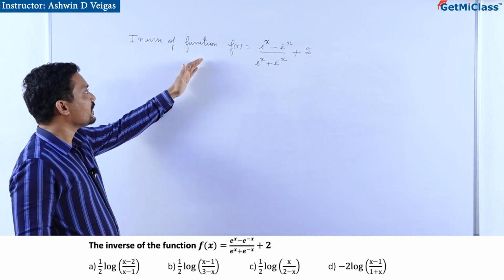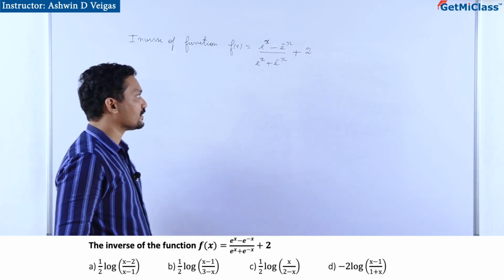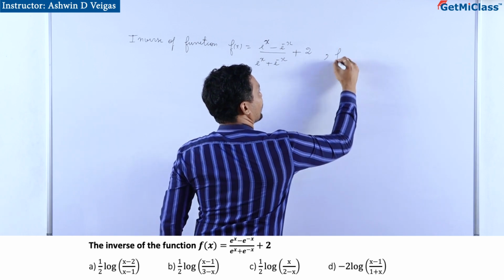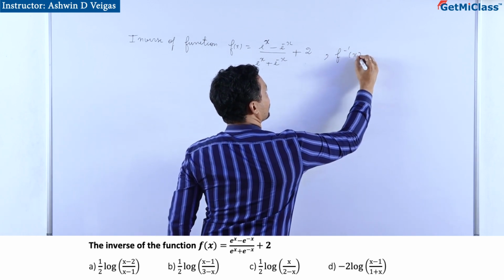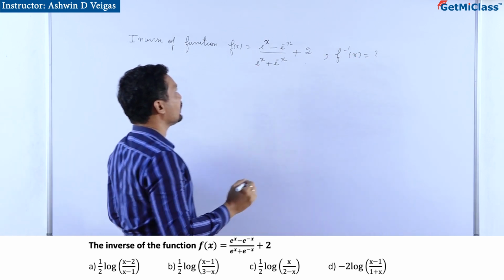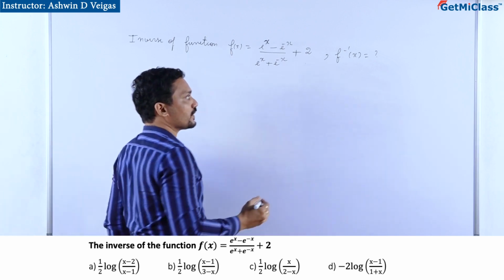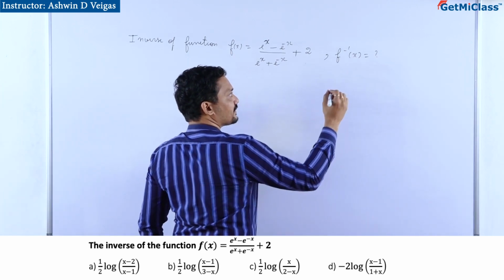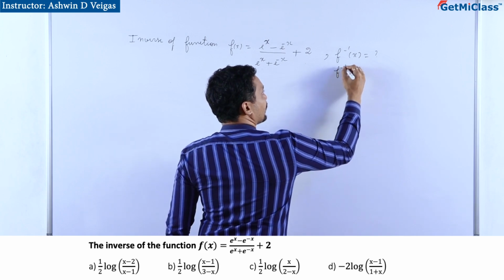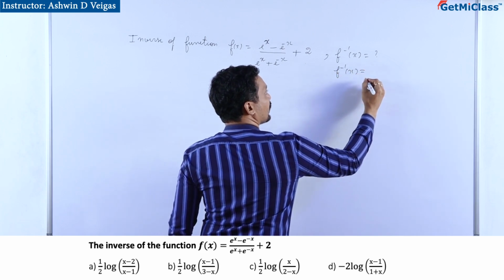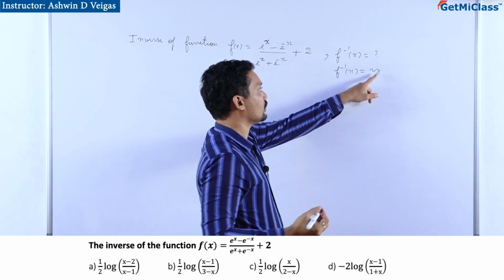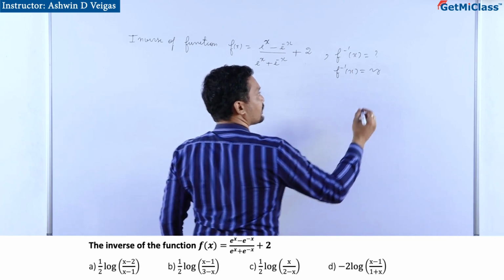So here we have to find the inverse of this function. Finding the inverse of this function is nothing but finding f inverse of x. That is the meaning of finding the inverse of f of x. And you know, whenever we don't know something in maths, we take it as x. So what we will do is, f inverse of x, let us say y. X is already used here, so we will take f inverse of x as y.